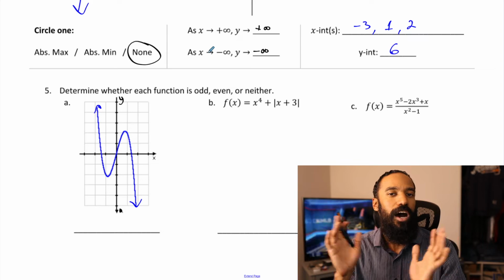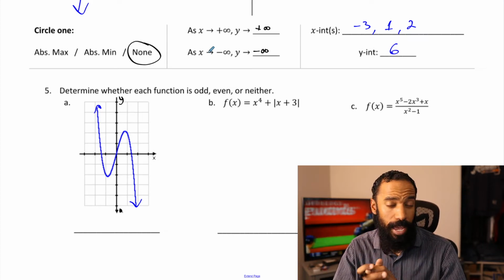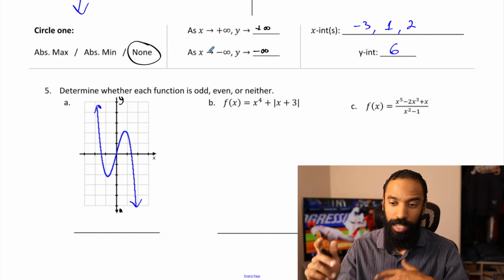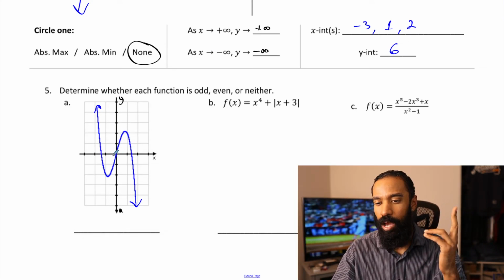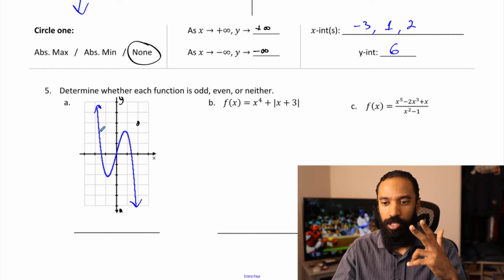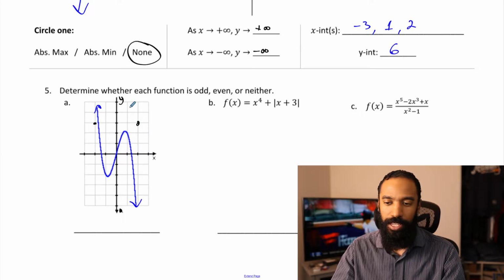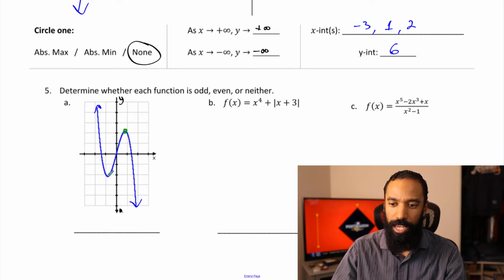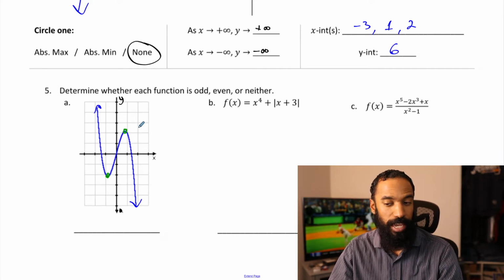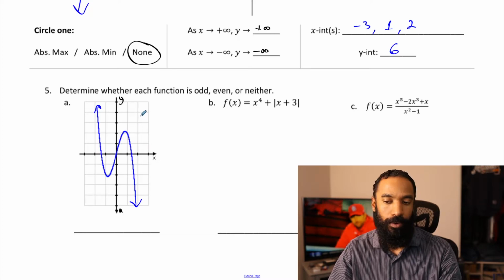Whether a function's even, odd, or neither asks what kind of symmetry it has when seeing the graph. Is it symmetrical across the y-axis right here, where some x would give you some y and the opposite x would give you the same y? Is it an odd function, where some x would give you some y and the opposite x would give you the opposite y? This one looks like it has that. Or is it neither, where neither are true?